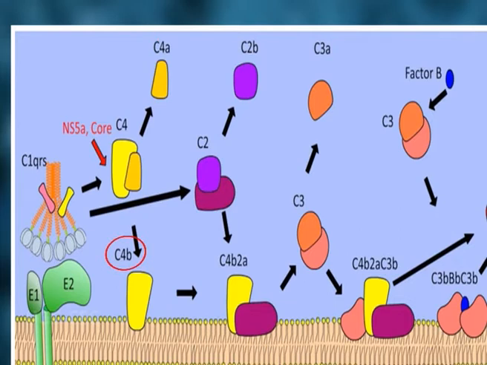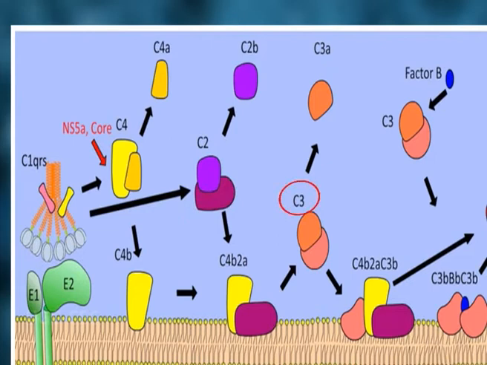Then the C4b molecule forms a covalent bond with the hydroxyl or amine group of the nearby target surface in the vicinity of C1. The next plasma protein to be activated is C2. It is cleaved by C1s into a larger fragment C2a and a smaller one C2b. C2b then diffuses away and C2a remains physically associated with the C4b on the cell surface. The resulting C4b2a complex is called C3 convertase, having the ability to cleave C3.